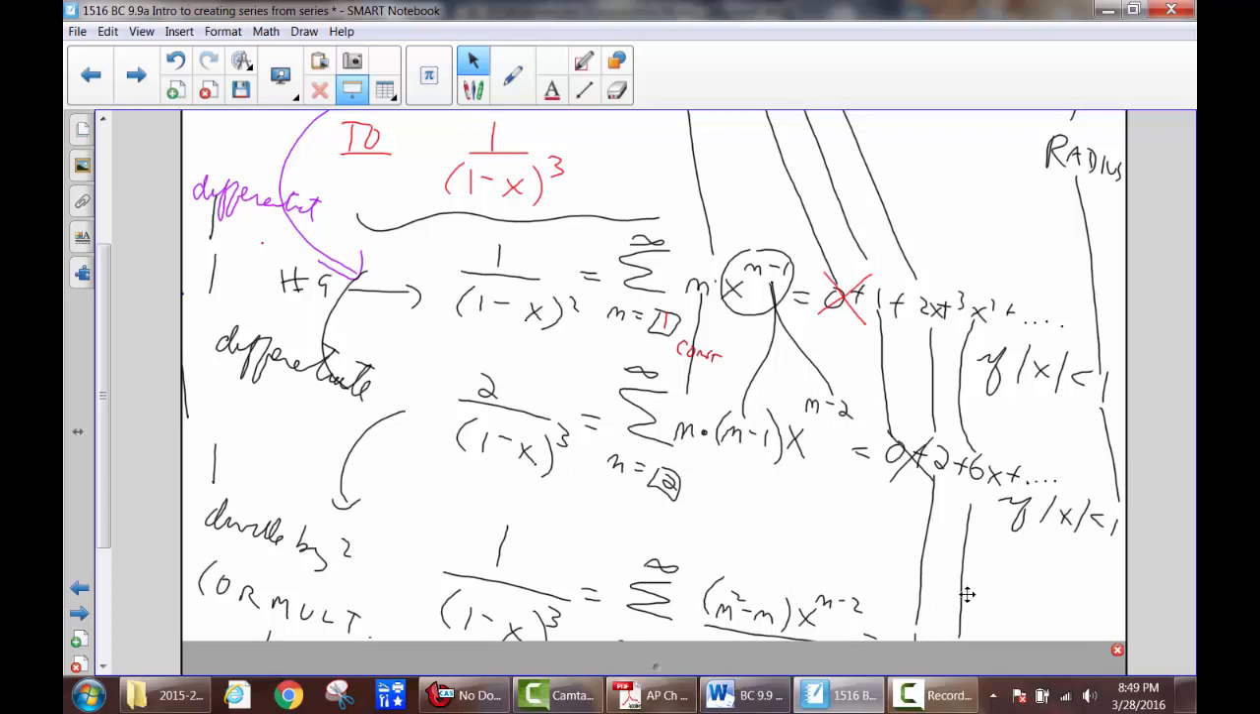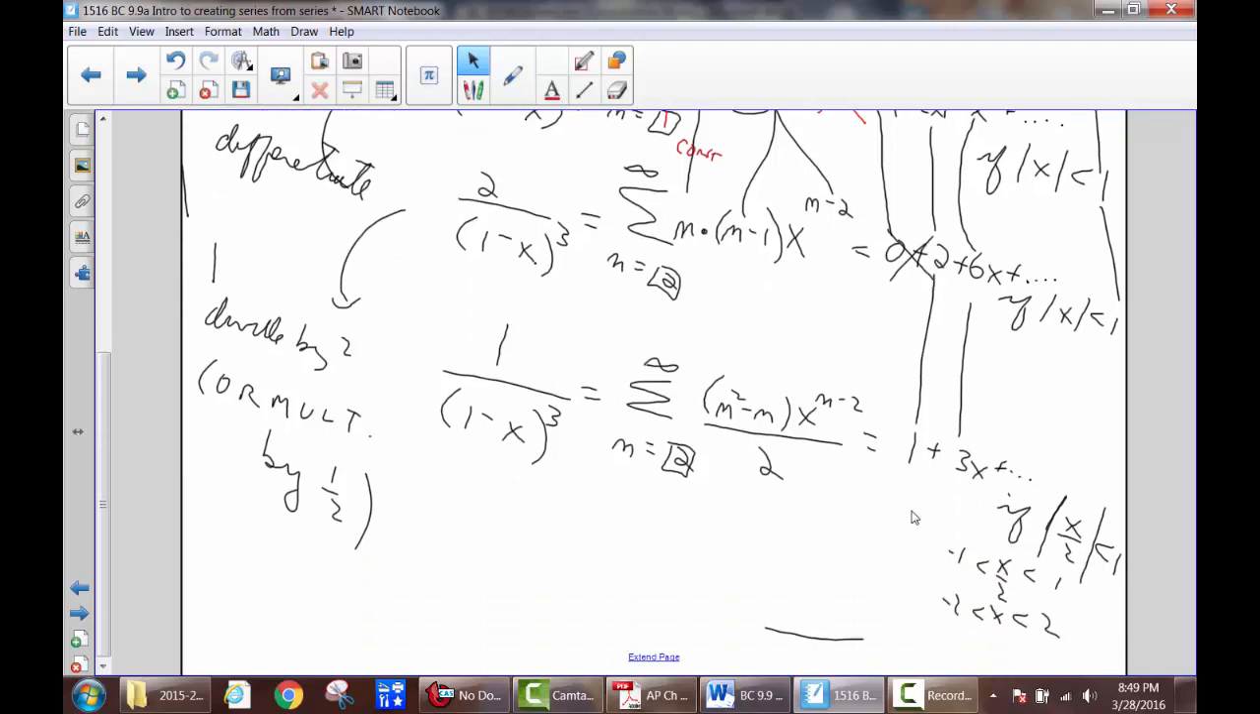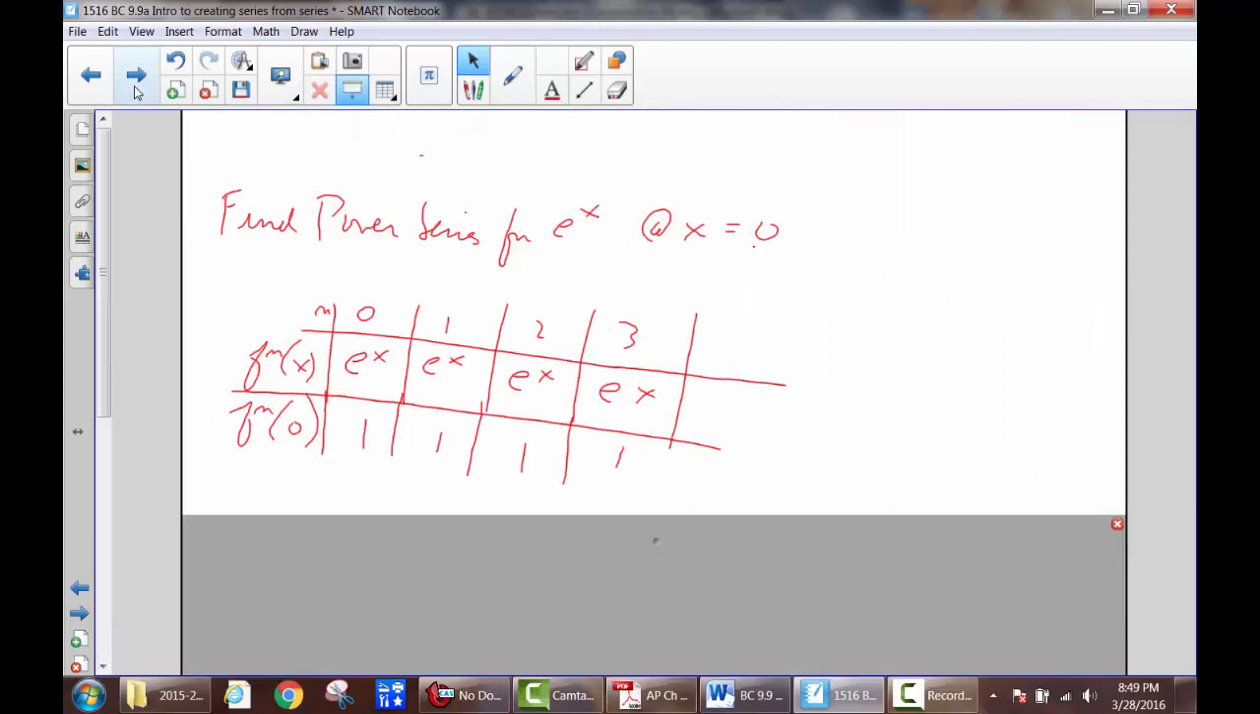And then I'm going to divide through by 2, or if you wish, multiply by a half. So that'll give me 1 over 1 minus x all cubed, which is what I wanted. Here I'm just going to write over 2, and here I'll divide by 2, etc. And then again, you carry all those operations through on the interval of convergence.